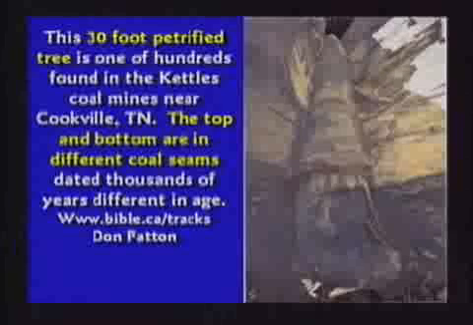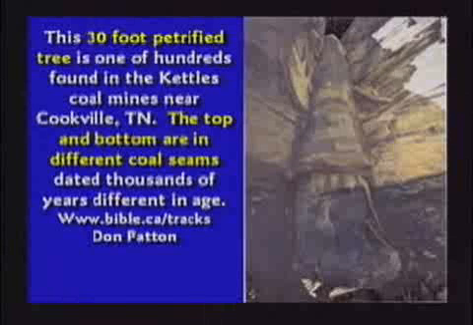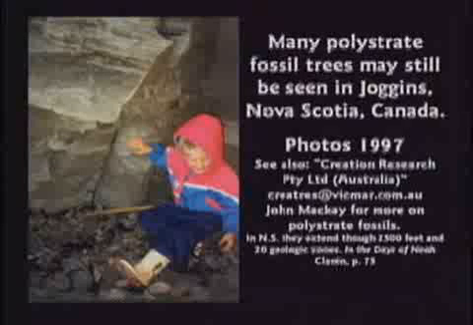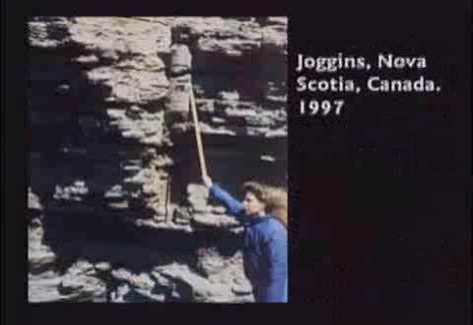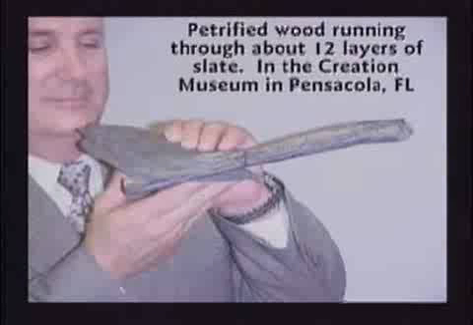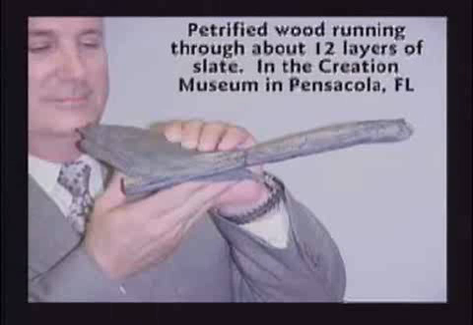Here's some from Cookeville, Tennessee. Petrified trees standing up, running through multiple layers. Joggins, Nova Scotia is famous for its petrified trees in the vertical position. Most of these pictures are on our website, drdino.com. We've got a piece of petrified wood in our museum running through 12 different layers of slate. And they're going to tell you in school each layer of slate represents a different season. That's 12 years. I'm sorry, that's not true. It represents movement of the water and separation of the particles by density or something like that. We get into that in video 6. So don't let them tell you the layers are different ages.